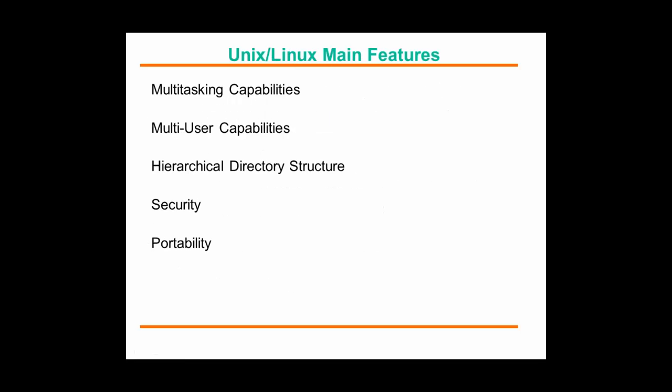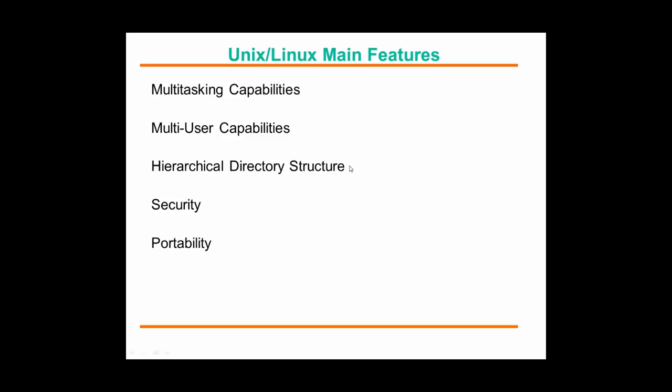Talking about any operating system, whether Unix, Linux, a Unix flavor or whatever it is, all operating systems must provide these five major features. One is multitasking capability. That means a user should be in a position to do multiple things at the same time. For example, I can play a movie in the background and work in the foreground, or play music in the background and work in an editor. Next, multi-user capabilities: more than one user should be able to log in.